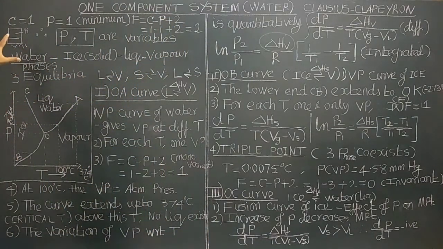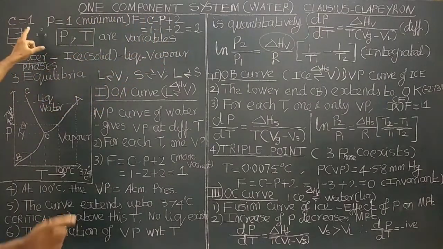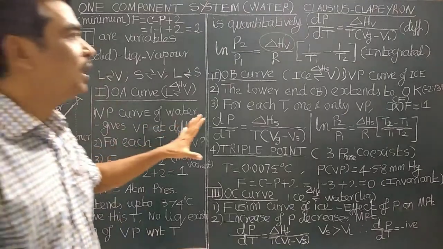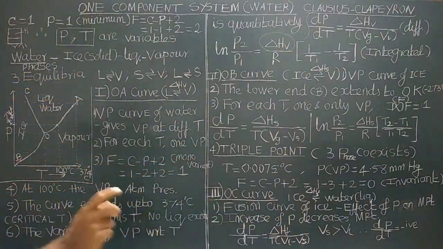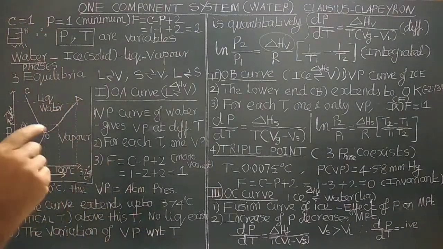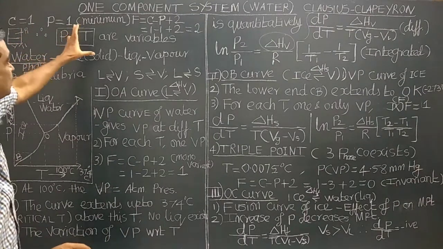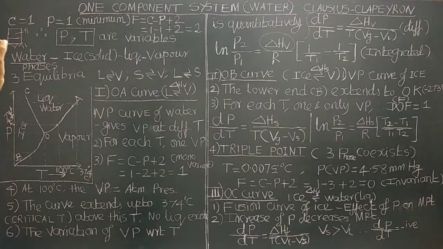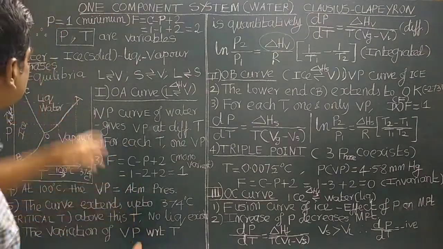Okay, now for pure water, the component is 1. You know that it is very simple. Please listen carefully, you will understand completely. So for water, the component number of pure water is equal to 1. Now let us consider the minimum number of phase. 1 is the minimum number of phase.